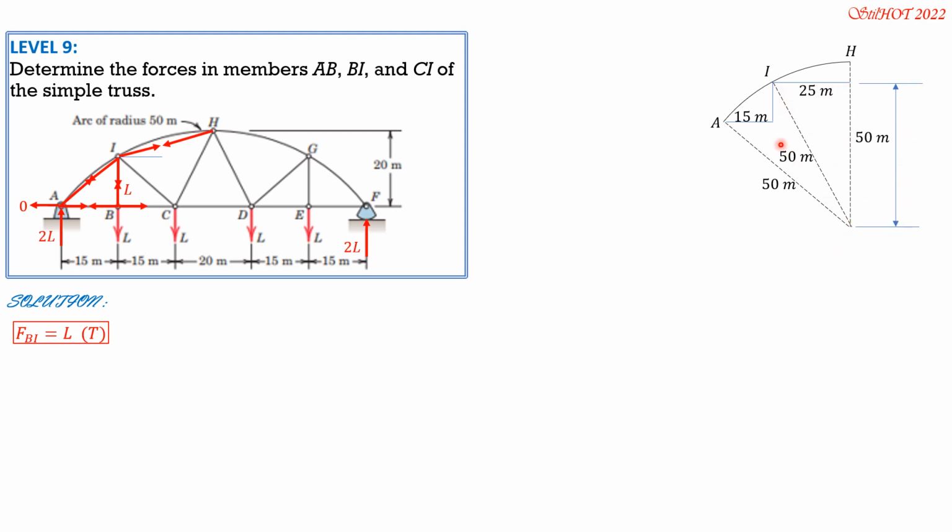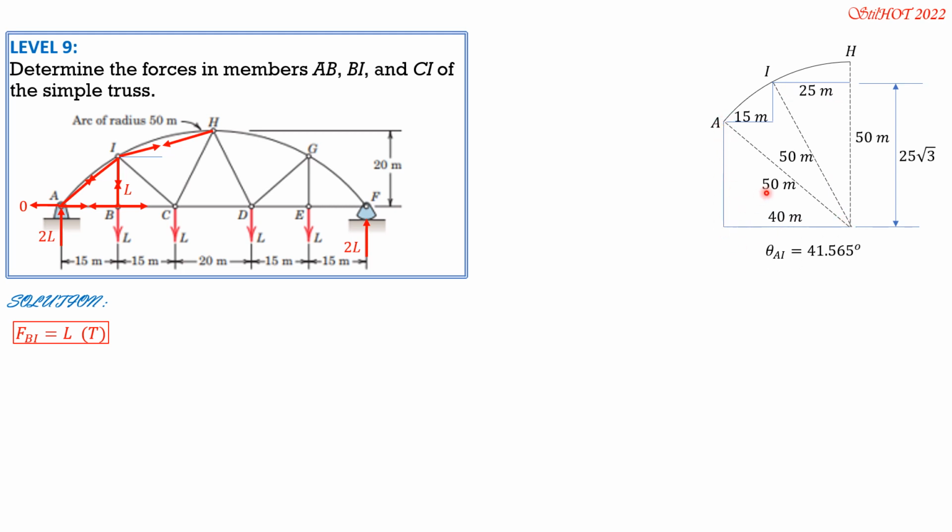So this distance is square root. We have a right triangle here. Square root of 50 squared minus 25 squared, and that is 25 square root of 3. So this is 40 meters horizontal. Theta AI therefore is 41.565 degrees. How is 41.565 degrees obtained? Arctan of this distance over 15, where this distance is equal to 25 square root of 3 minus 30, because this is 50 meters. 15 plus 25 is 40 meters.